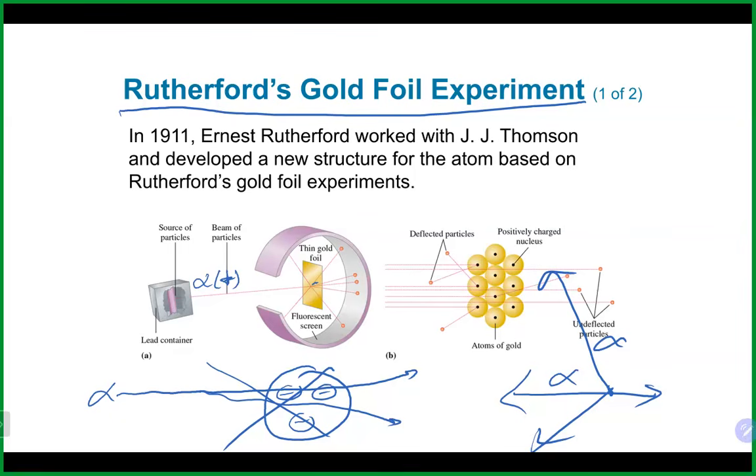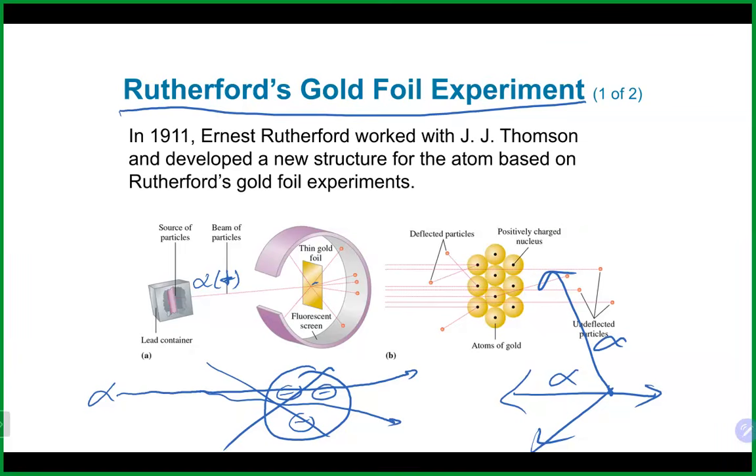Things that are positive and positive don't like to be near each other. Positive and negative like each other. But if we're shooting alpha particles, which are positively charged, in order to make them ricochet at these really large angles, they had to hit something very, very positive. So that was really surprising to him.